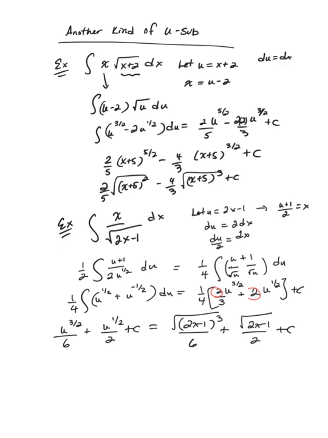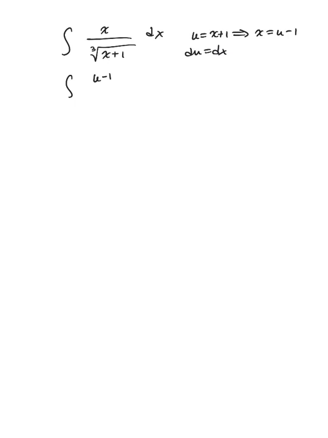Okay, we're going to try one more of these. So I have x over the cube root of x plus 1. Again, these are both linear. So I want to simplify that. So I let u equal x plus 1. So keep in mind that means x is u minus 1. Du is dx. So x gets replaced with u minus 1. The denominator just gets replaced with u to the 3rd. And then we have du.